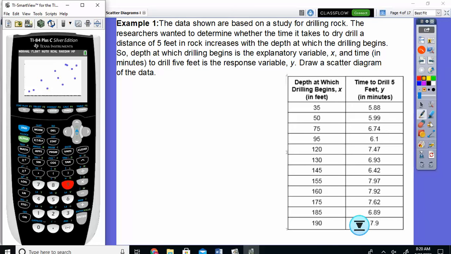Did everybody get that? We are going to talk about the relationship. So you guys talked about when you did this back in your algebra classes, positive linear, negative linear, those types of things.